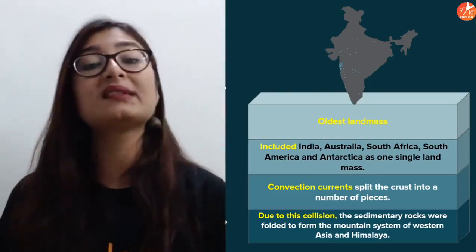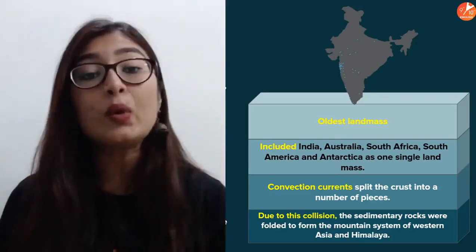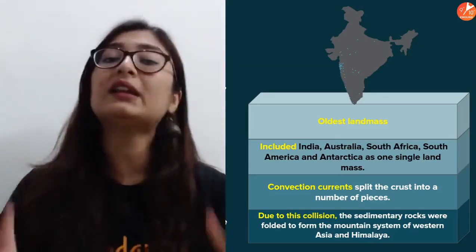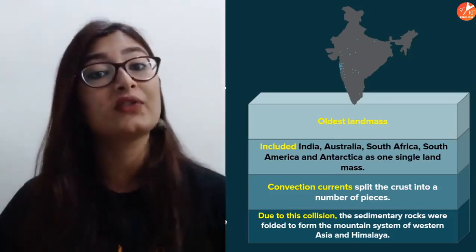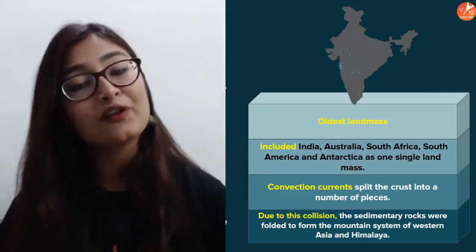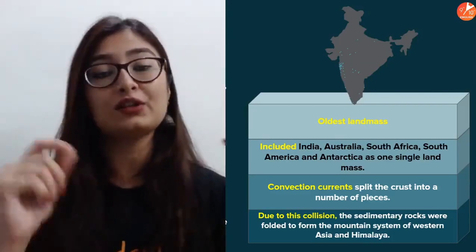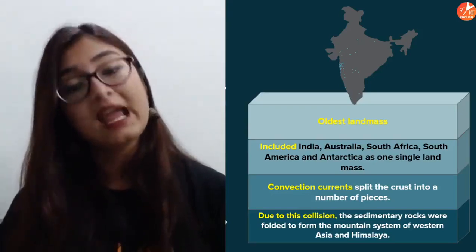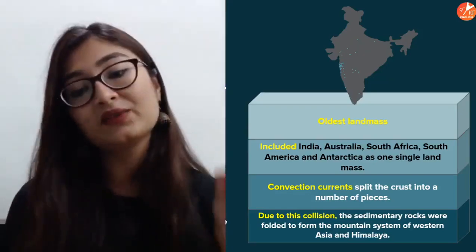This results in a current which is known as convection current, which naturally creates certain pressure on the surface of the earth, which results in the movements of the plates, which results in the formation of various physical features. And that is exactly what happened because of these convection currents.